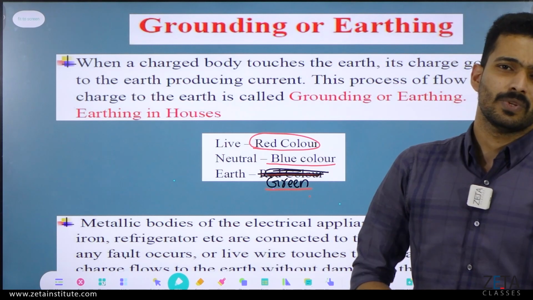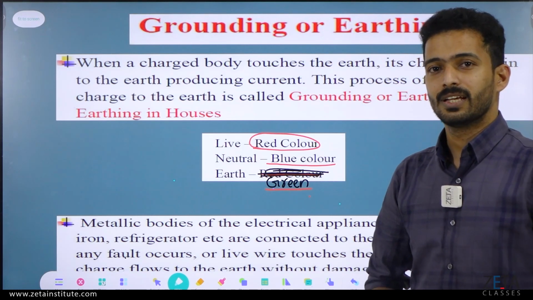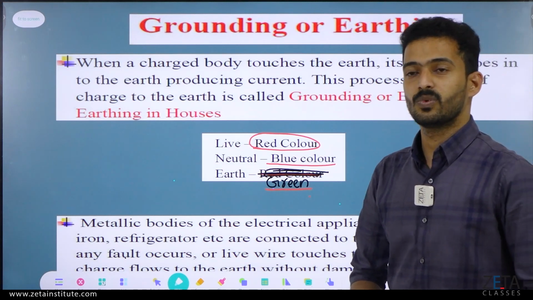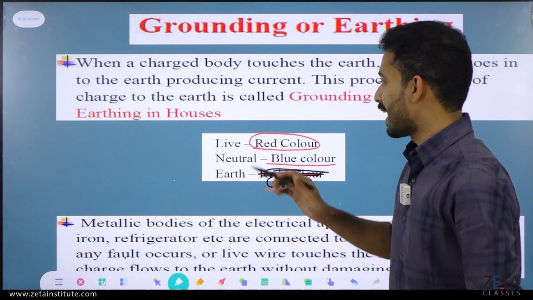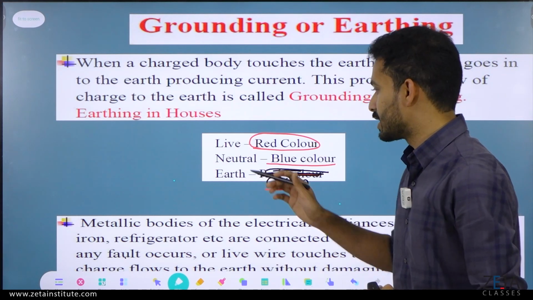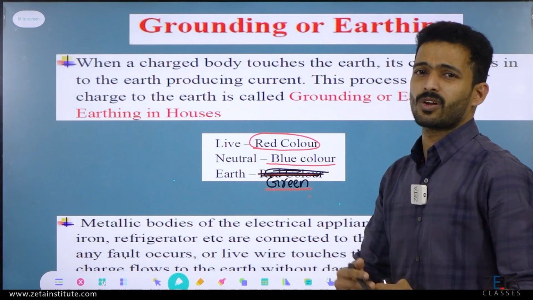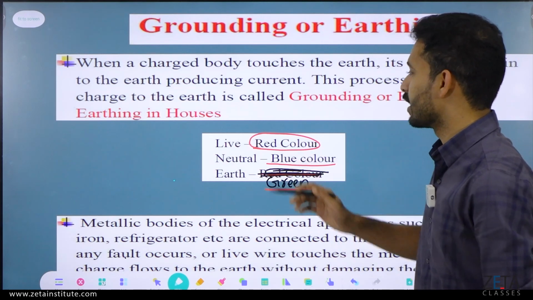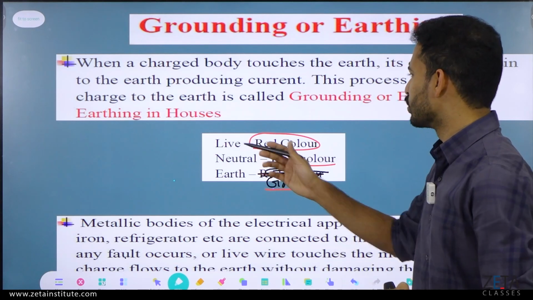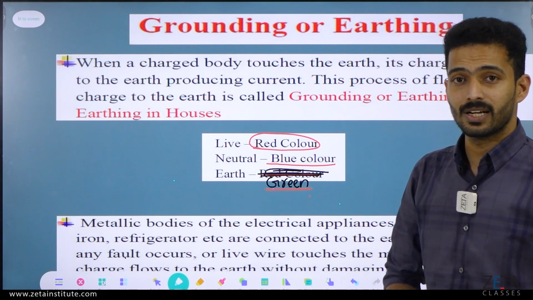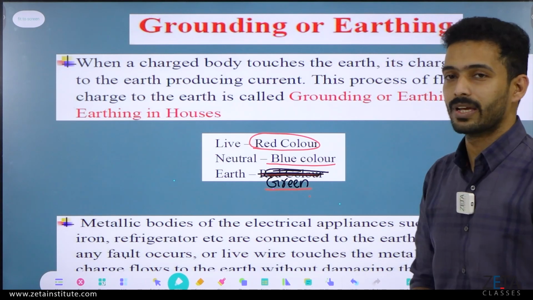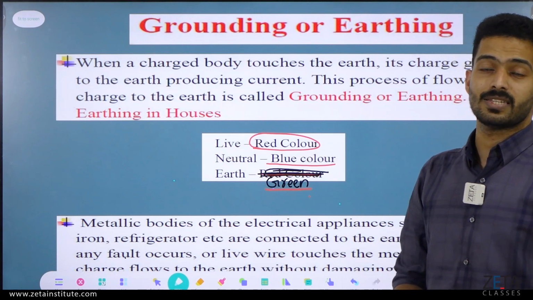We know that in our household wiring, there are three wires. Which are they? One is the live wire, the other one is the neutral wire, and then there is the earth wire. Which is the color of the live wire? It is red in color. Which is the color of the neutral wire? It is blue in color. And which is the color of the earth wire? It is green in color.